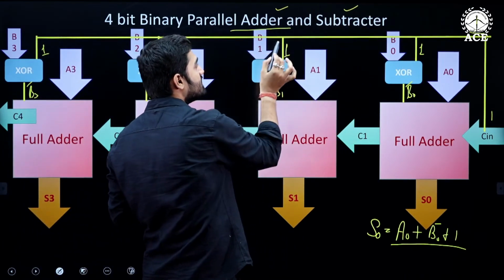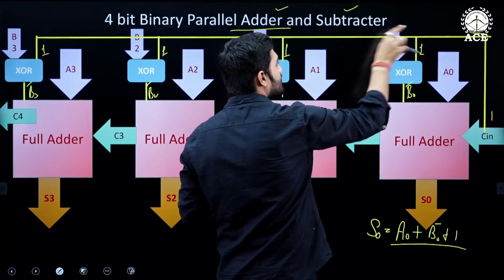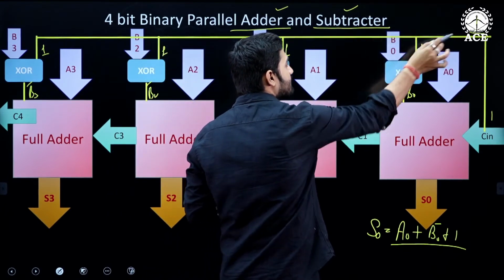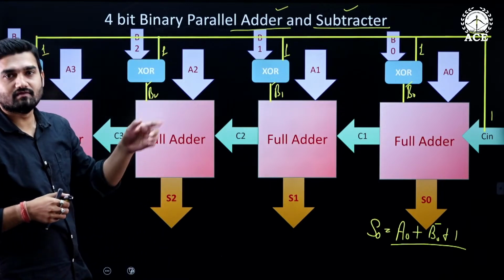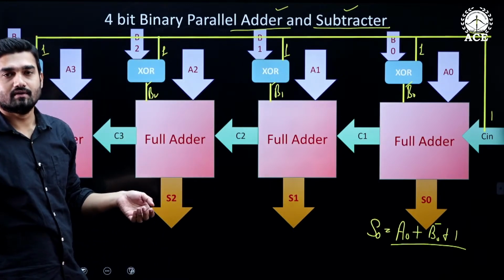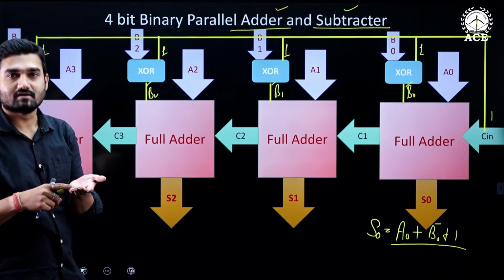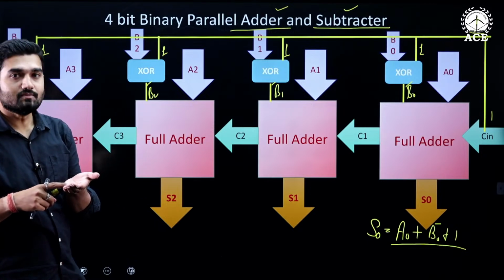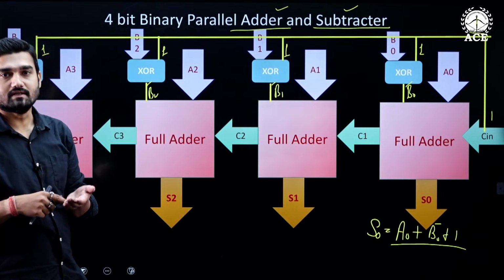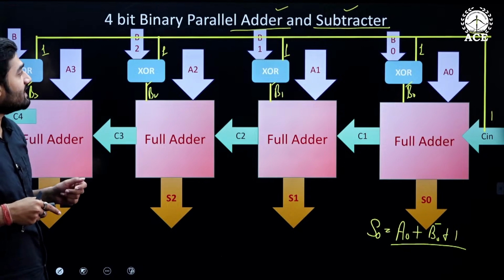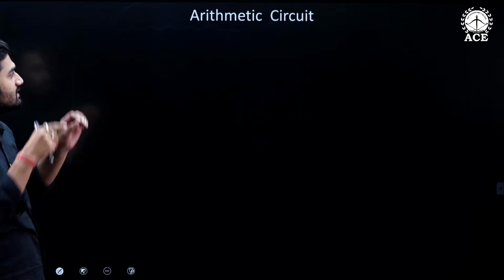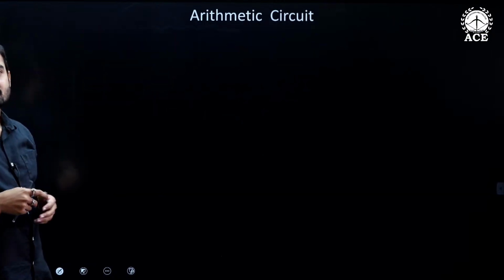When is this circuit behaving as an adder? When we are providing 0. When is this circuit behaving as a subtractor? When we are providing 1. Adder providing 0, subtractor providing 1, gone, over. That means we came to know about the adder and subtractor individually. Adder subtractor over. Some questions are directly like this.